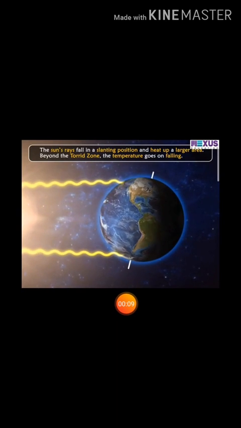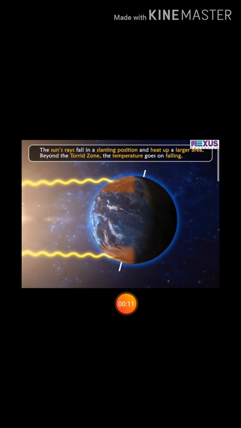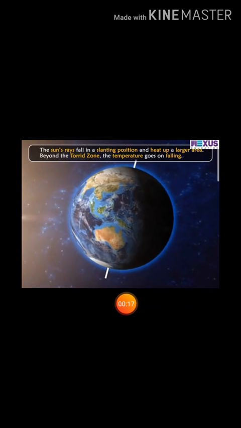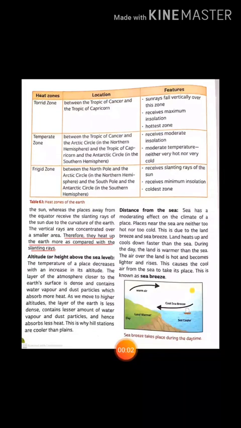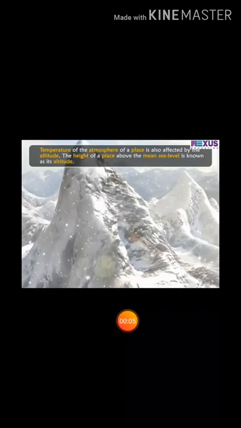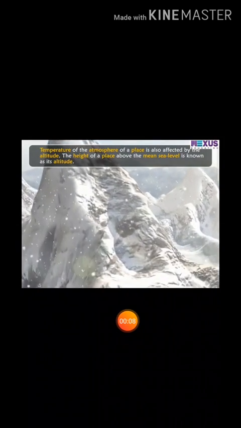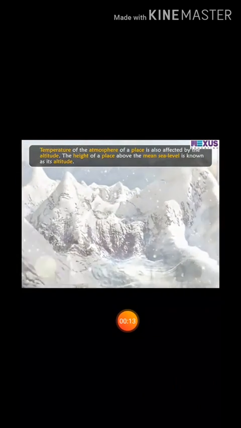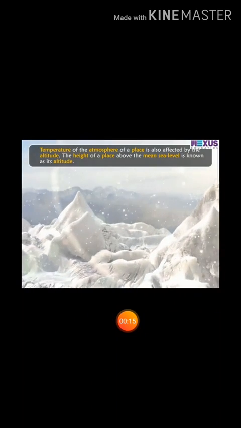whereas the sun's rays fall in a slanting position and heat up a larger area. Beyond the torrid zone, the temperature goes on falling. Therefore, the vertical rays heat up the earth more as compared with the slanting rays. The second factor that affects the temperature of a place is altitude. The temperature of the atmosphere of a place is also affected by the altitude. The height of a place above the mean sea level is known as its altitude.